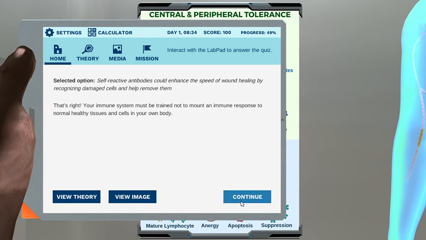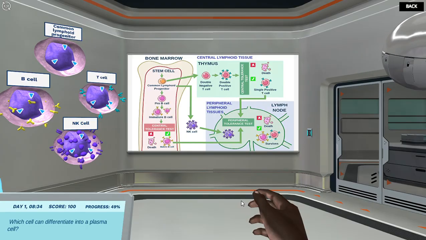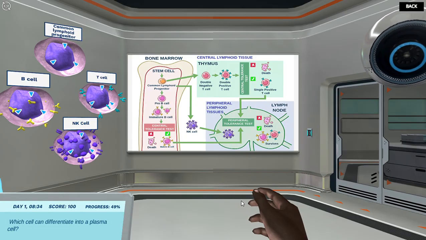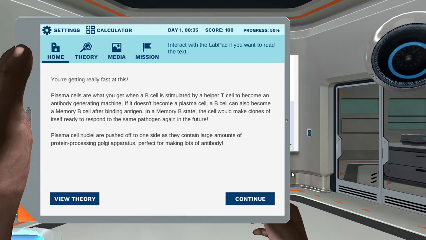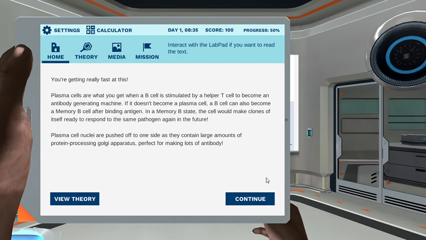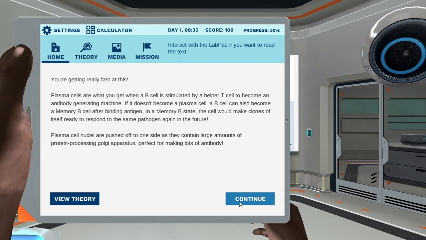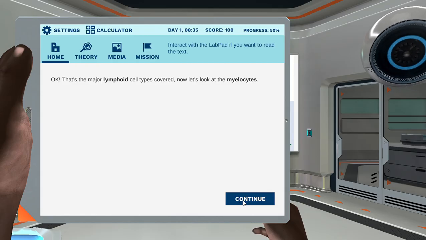Your immune system must be trained not to mount an immune response to normal healthy tissues and cells in your own body. Which cell can differentiate into a plasma cell? You're getting really fast at this. Plasma cells are what you get when a B cell is stimulated by a helper T cell to become an antibody-generating machine. Okay, that's the major lymphoid cell types covered.